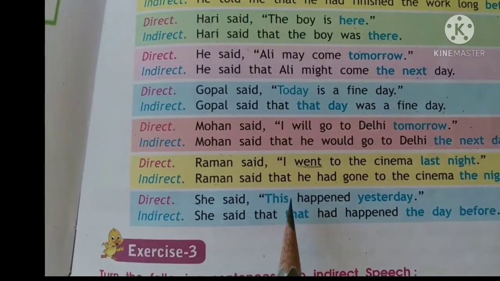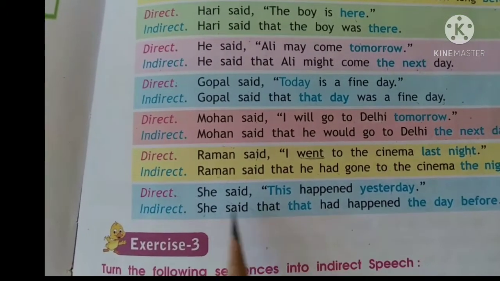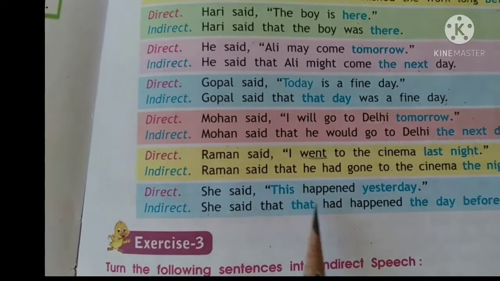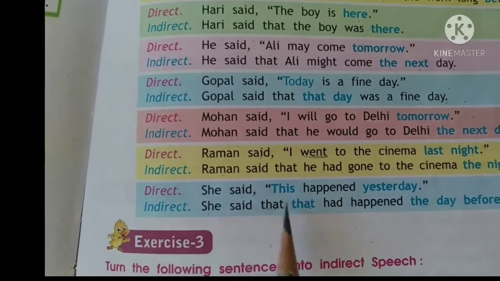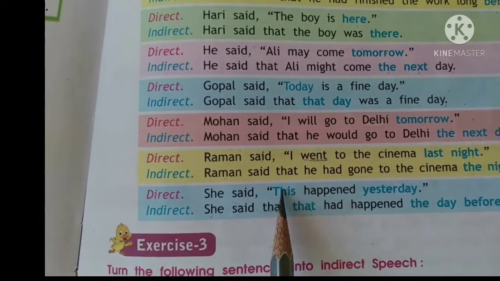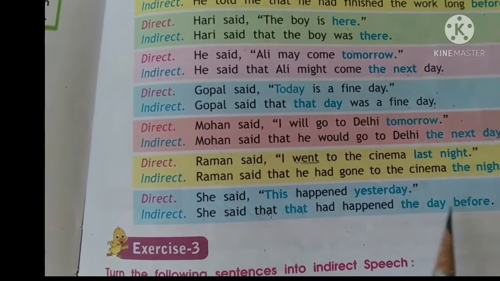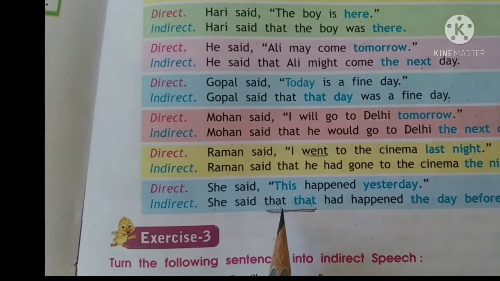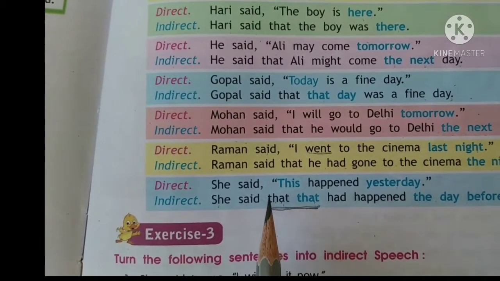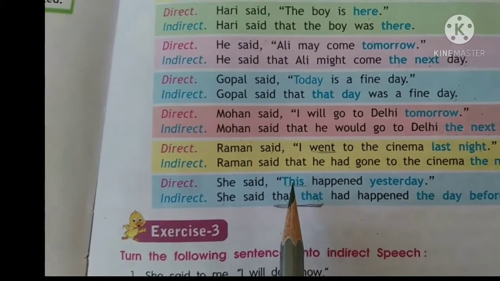She said, this happened yesterday. So this will be in indirect, she said that. This will become that. So that has to be written twice. This is for joining both the sentences. We write that. This, for this, will change into that. That had happened the day before. So this to that has to be written. Don't get confused that we've already written that. But again we need to write that. Why? Because it starts with this. So this changes into that.